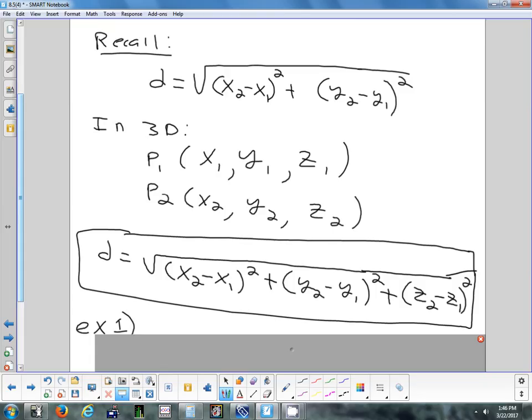If you copy down the 3D version and you're doing a 2D problem on the test, just don't use the 3D part. Just cross the z's out. Pretend like they're zeros.